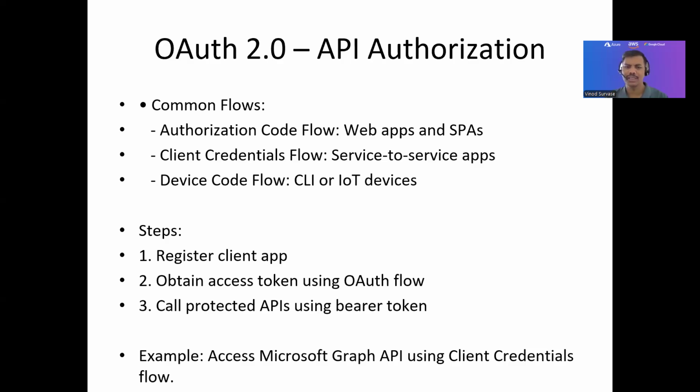This is going to be the same as well, where we would simply register an application, obtain an access token using the OAuth flow, and call protected APIs using bearer tokens, right? So this is the simple, straightforward way to register and get it done, and access the Graph API using client credentials flows. That's going to be allowed and utilized for the same, right?